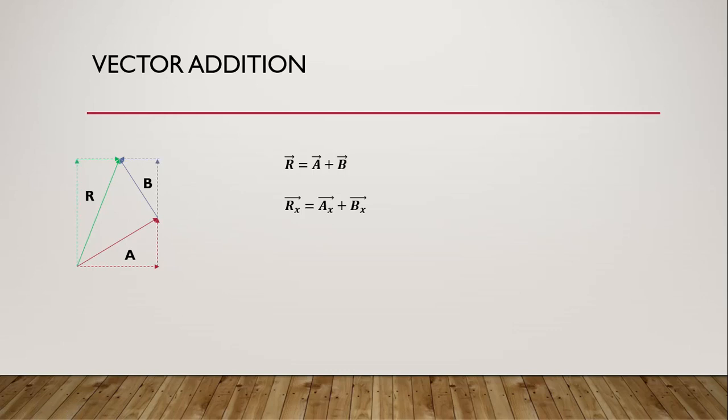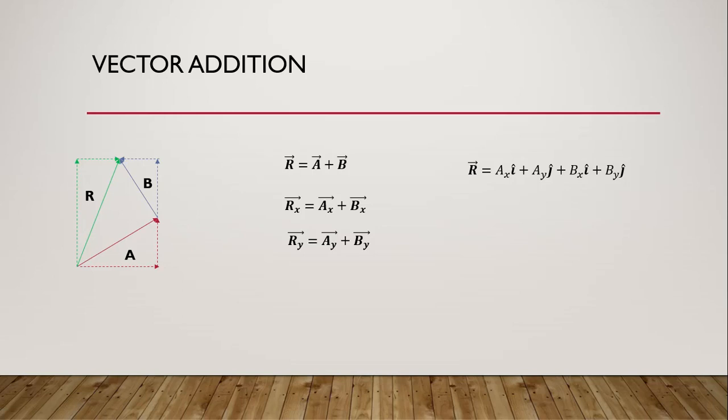Same thing would be true with the y components. If we looked at the y components of A and B, the y component of R is equal to the y component of A plus the y component of B. Now if these were three-dimensional vectors, we could say the z component of R is also equal to the z component of A plus the z component of B if we really wanted to.